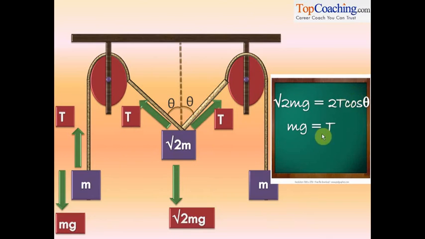From both these equations, you can eliminate t and you will get the value of cos theta as 1 by root 2. That will give you the value of theta as 45 degrees. So there you go. We've got the answer. All we did was we considered each block in this case and we applied F equal to ma after drawing the free body diagram.